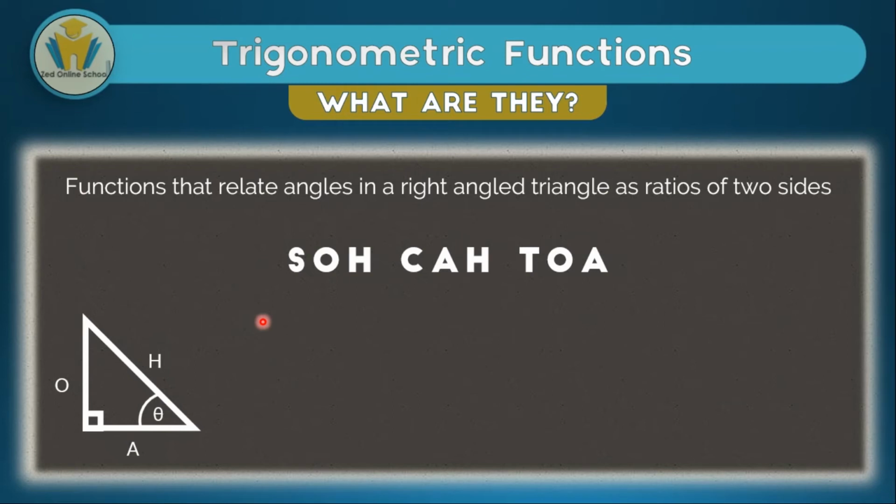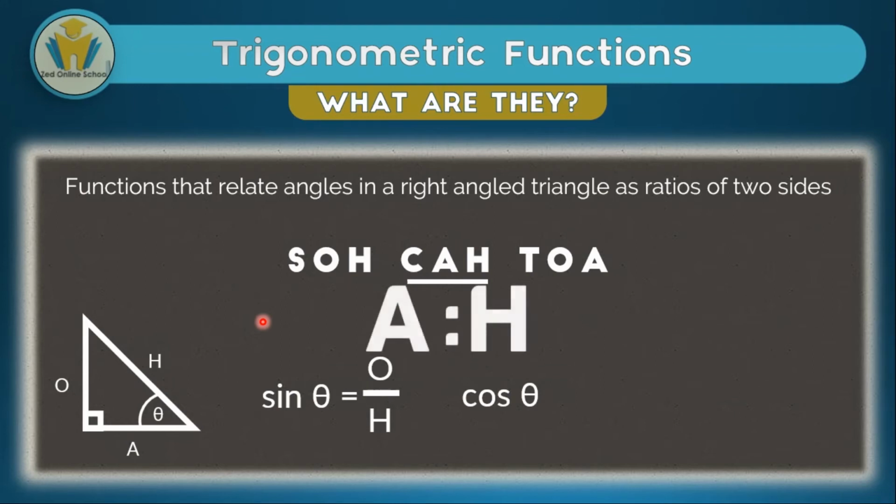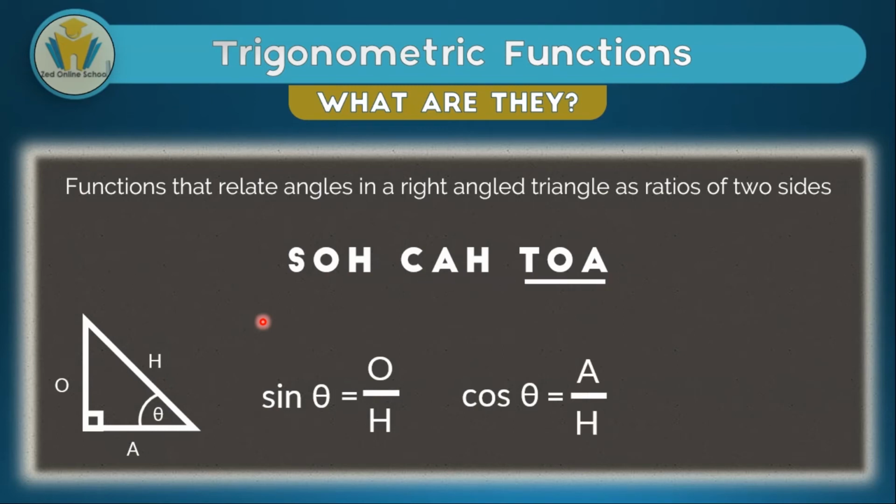We said S is for sine theta, therefore sine theta is equal to O to H. Now we know that a ratio can also be just written as a fraction. Therefore sine theta will be equal to O divided by H. For cosine theta, we have the sides A and H. So A will be our numerator and H will be our denominator. The last one here for SOH CAH TOA is tangent theta, which is usually written as tan theta. And it will be equal to opposite over adjacent.